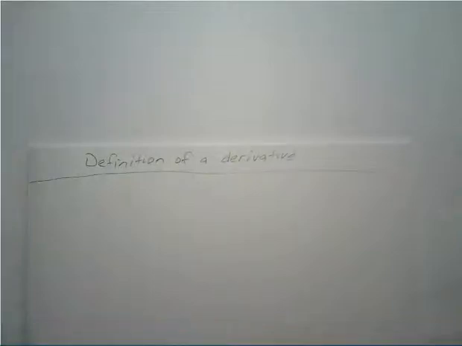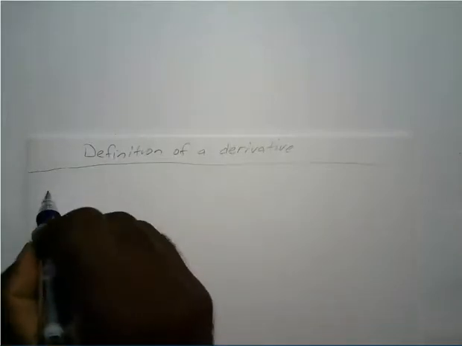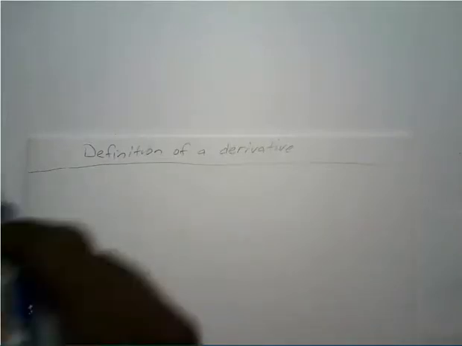Hello everyone. In this video we will be looking at the limit definition of a derivative. To do that, first we're going to look at the slope of a secant line. If you need a refresher, you can go back to that video, but we're going to do a quick go over on that one.